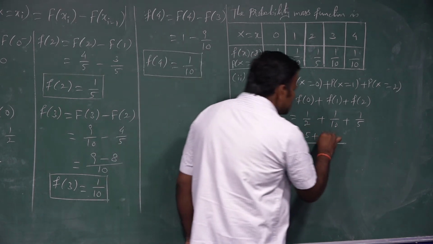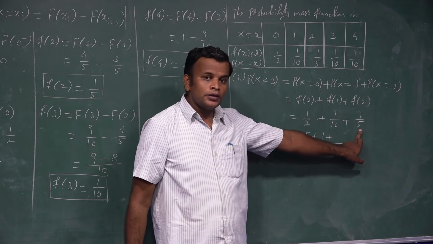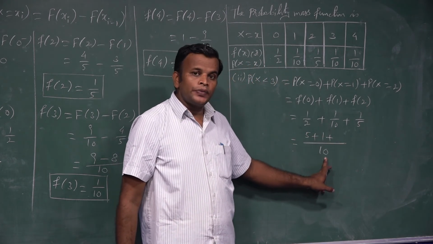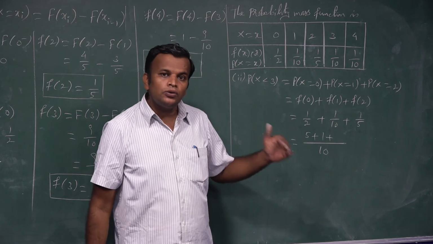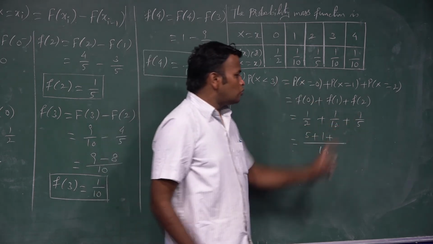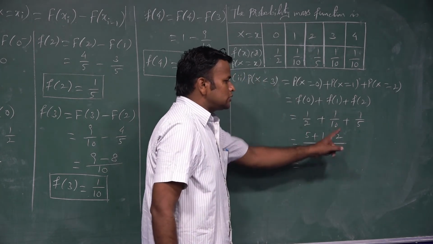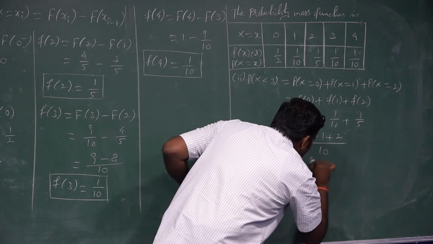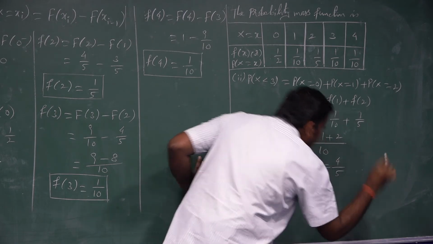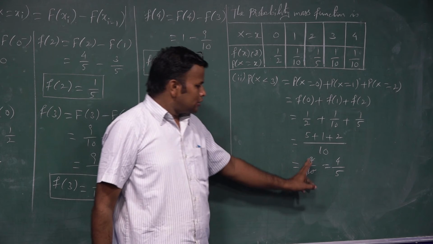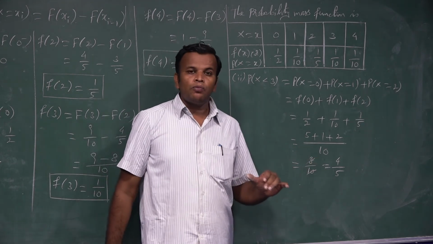So you write the numerator as it is, plus 1, plus. Here the denominator is 5 but our LCM is 10. By which number multiplied by 5 do we get 10? 2. So the number 2 is multiplied to the numerator. 2 ones are 2. Adding, we get 5 plus 1 is 6, 6 plus 2 is 8. 8 by 10, we cancel, we get 4 by 5. So the answer for the second subdivision is 4 by 5.